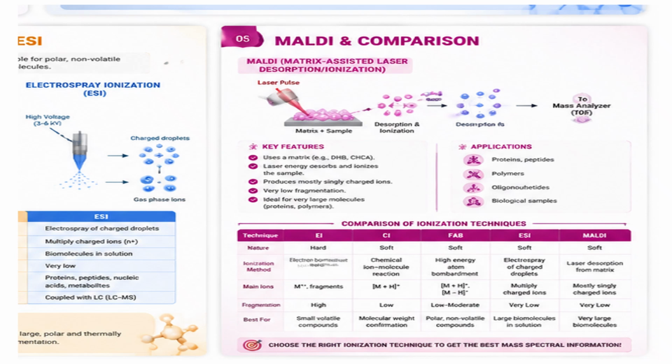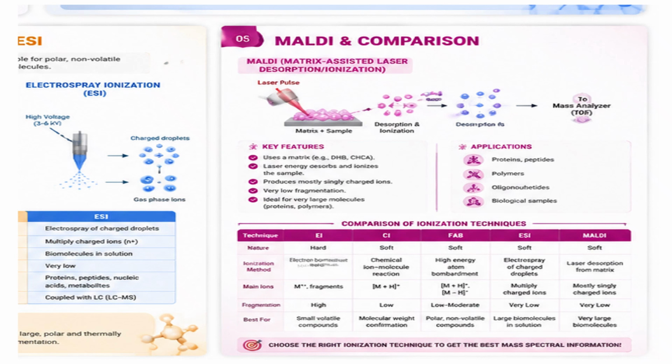Now, coming to MALDI, which stands for Matrix-Assisted Laser Desorption/Ionization. In MALDI, the sample is mixed with a matrix, such as DHB or CHCA. A laser pulse strikes the matrix and sample mixture. The matrix absorbs the laser energy and helps in desorption and ionization of the sample. After ionization, the ions are sent toward the mass analyzer, commonly TOF, or time of flight analyzer.